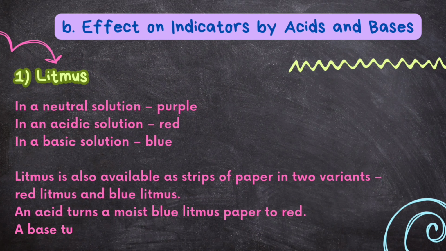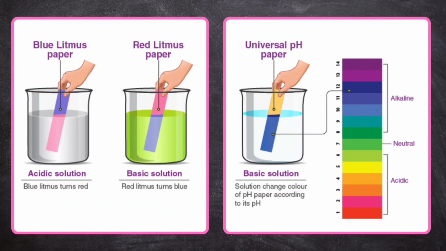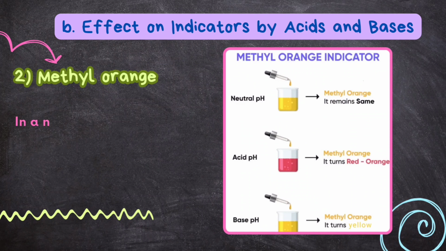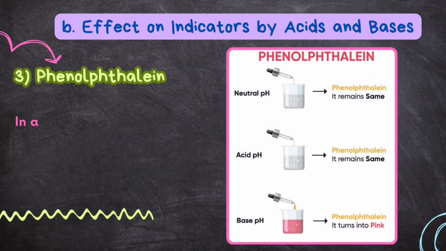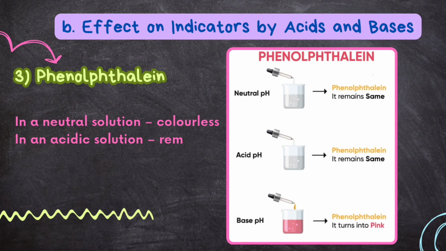Litmus is also available as strips of paper in two variants, red litmus and blue litmus. An acid turns a moist blue litmus paper to red. A base turns a moist red litmus paper to blue. B. Methyl orange. In a neutral solution, orange. In an acidic solution, red. In a basic solution, yellow. C. Phenolphthalein. In a neutral solution, colorless. In an acidic solution, remains colorless. In a basic solution, pink.